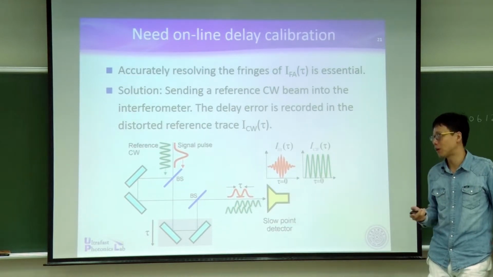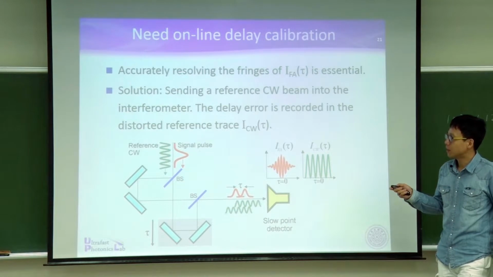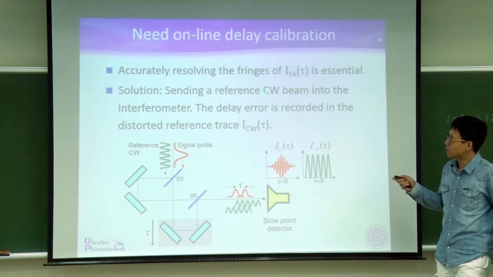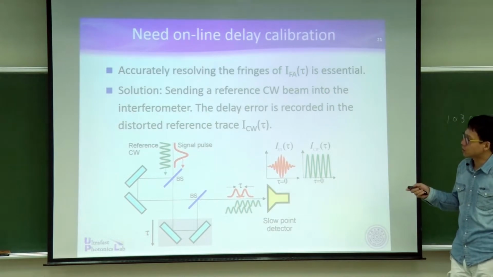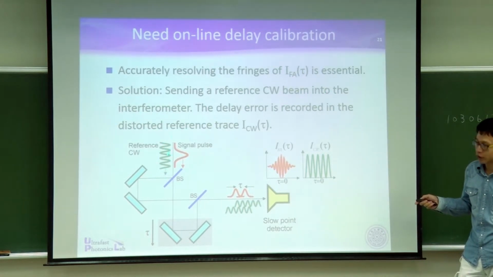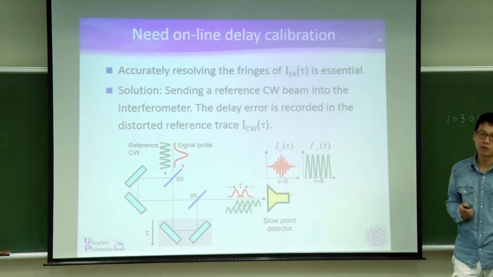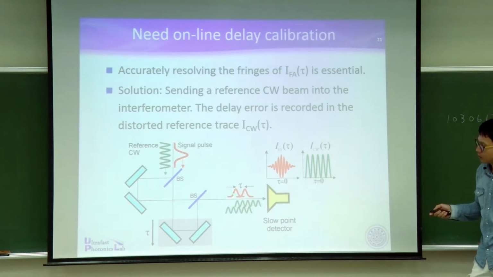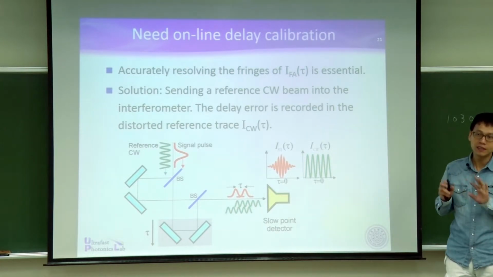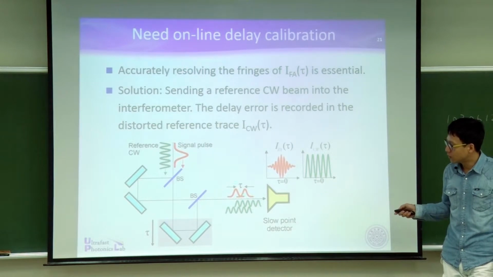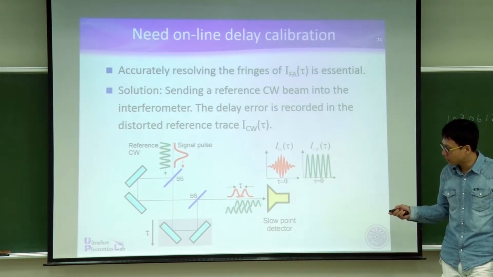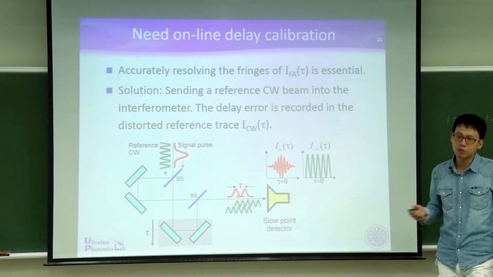How to solve this problem? This is one of the possible solutions: you can send a reference CW laser beam into the interferometer, like the green curve. OK，你是 CW laser，所以它的 cycle 是固定的，跟你的 signal pulse 一起打进这个 microscope interferometer. As the output, in addition to the pulse pair, the reference CW laser beam will give you something like this, a pair of sinusoidal pattern. Okay? So not only the pulse pair interfere, but also the CW pattern interfere.